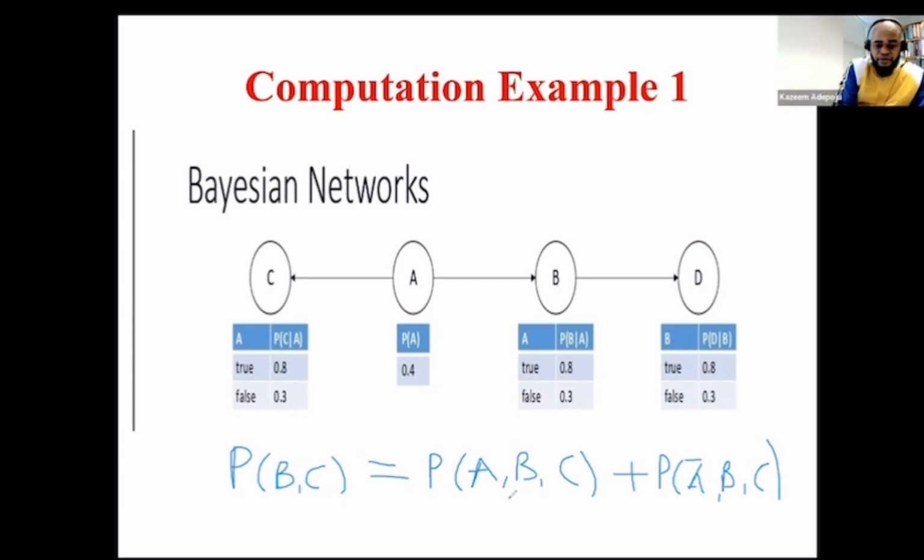So for instance, BC depending on A now. So the probability of B, C conditioning. Of course, when you condition BC on A, you're going to multiply by the probability of A.